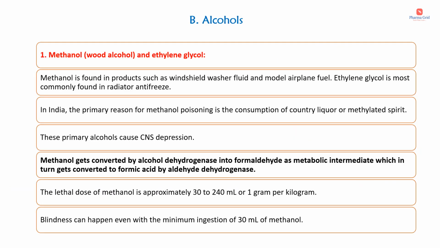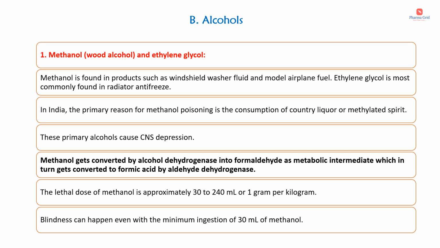Moving on to alcohol poisoning. So methanol and ethylene glycol. Methanol is also known as wood alcohol. Methanol is found in products such as windshield washer fluid and model airplane fuel. Ethylene glycol is most commonly found in radiator antifreeze. In India, the primary reason for methanol poisoning is the consumption of country liquor or methylated spirit. These primary alcohols cause CNS depression.